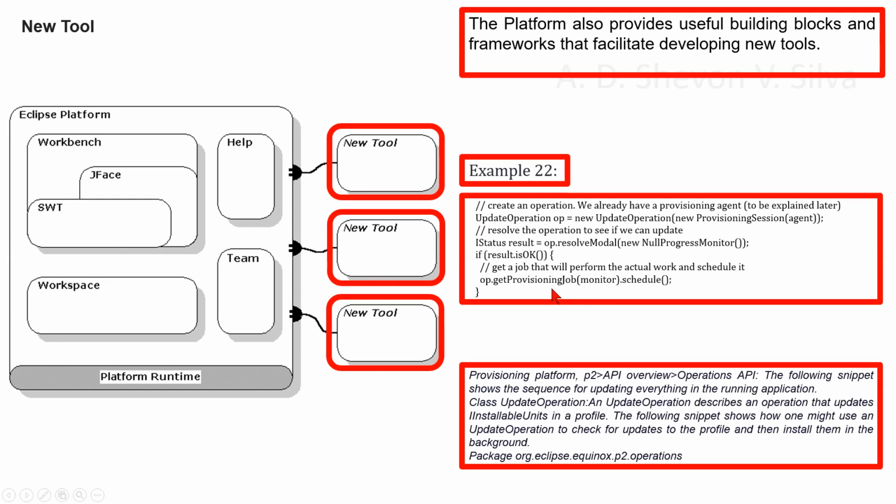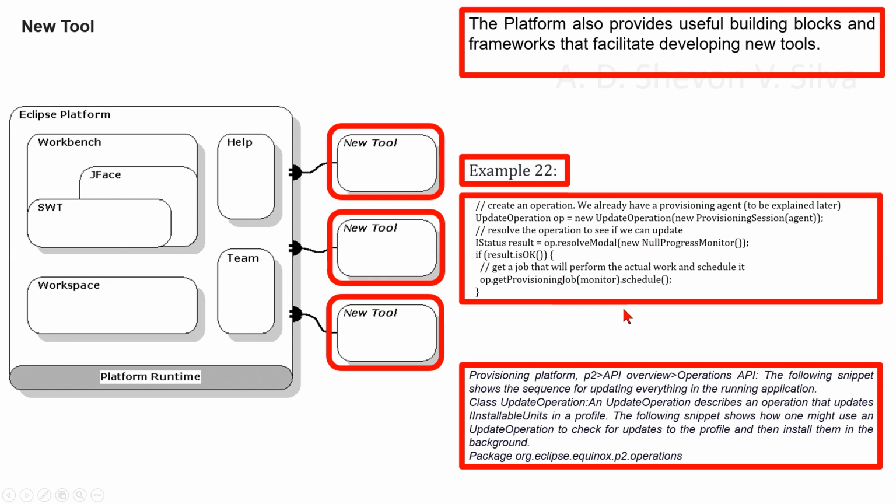A simple example can help demonstrate the simplicity of the operations. A common operation in many applications is to simply update an application to get the latest version of everything. This is possible with very little code. The following snippet shows the sequence of updating everything in a running application.